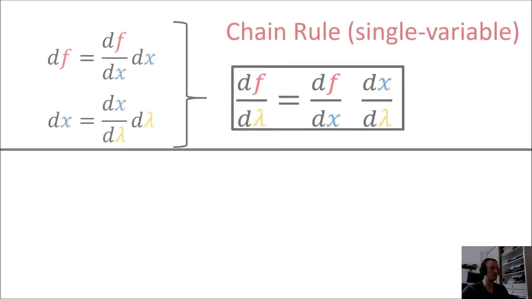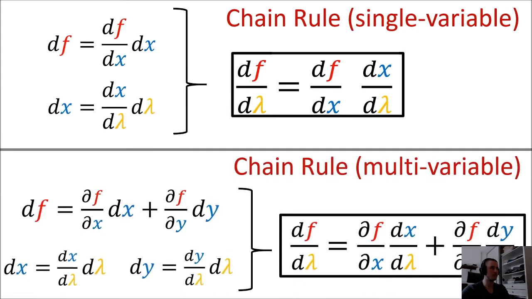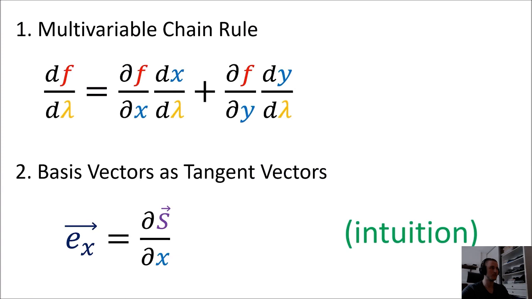Again, these are not proper proofs. I'm mostly making an appeal to intuition for why the multivariable chain rule results in a sum of terms for each variable. The idea of dividing by d lambda isn't a very mathematically rigorous or correct thing to do. If you want a proper proof of these rules, you can look them up online. So that's multivariable chain rule.